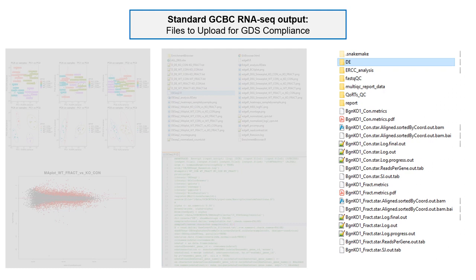All of the FASTQ and BAM files, as well as quality metric reports and other tables and reports generated during the analyses, are included. Some of these may be required to be deposited in a public repository in order to comply with journal requirements and the NIH Genome Data Sharing Policy.